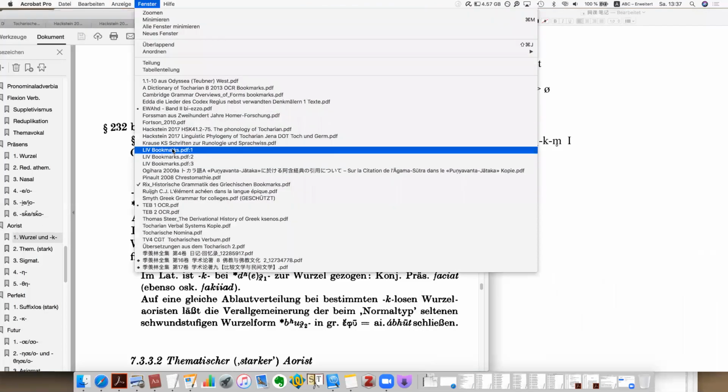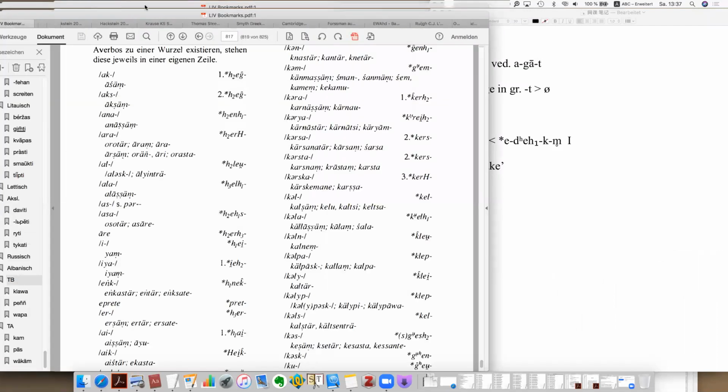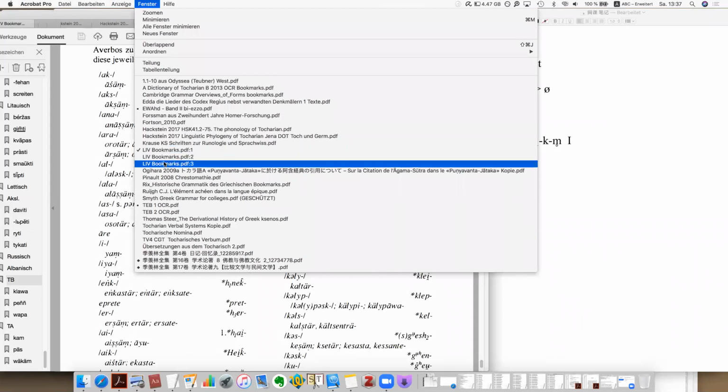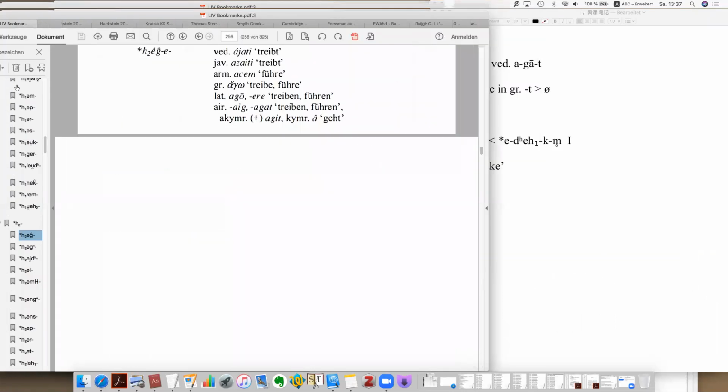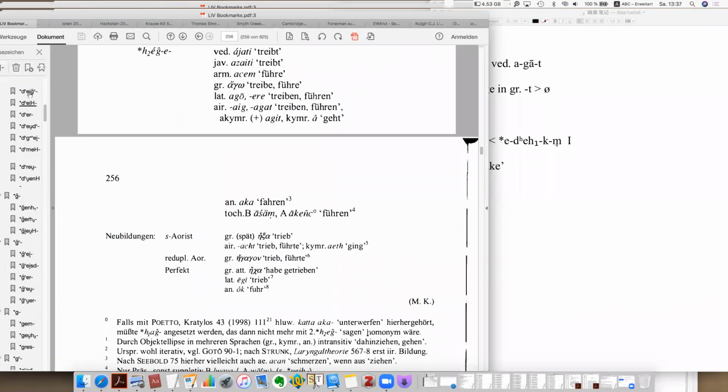If we check, let's check the root. Wait a minute. So let's check the root. So this root is called deich, right?